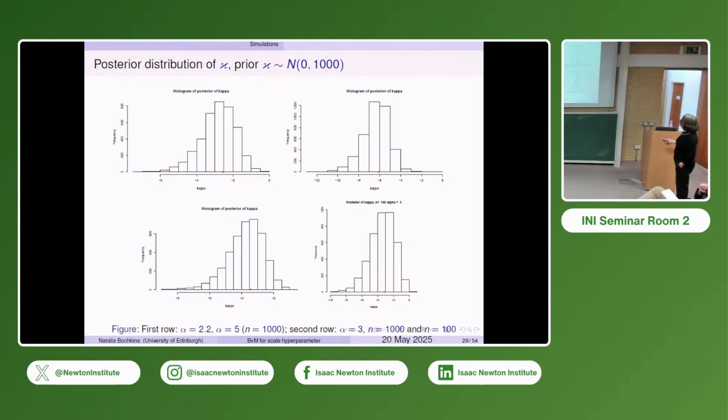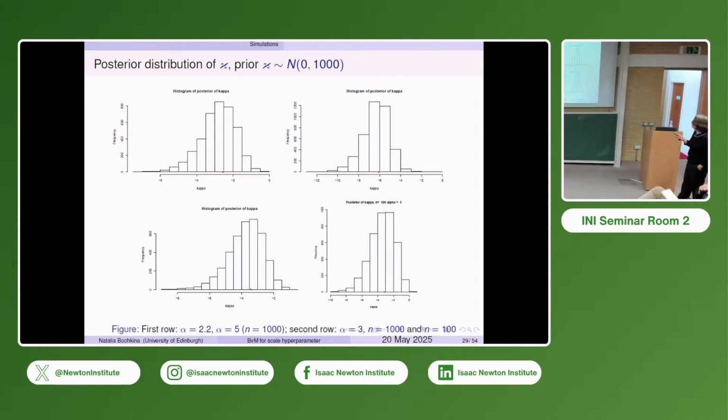I think we had larger values of alpha as well. We needed much larger sample sizes to actually get to the point that we have a good approximation. So for large alpha, let me just see, this is n equals 1,000 and this is 100. It still seemed to be, although not quite as good an approximation, a bit asymmetric.